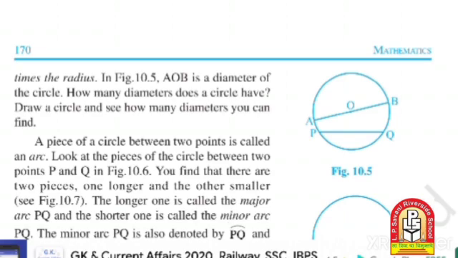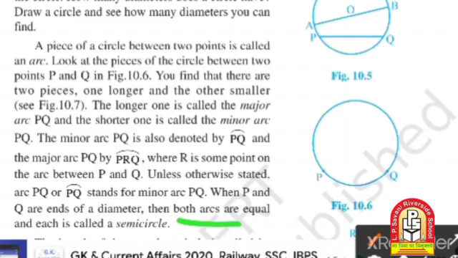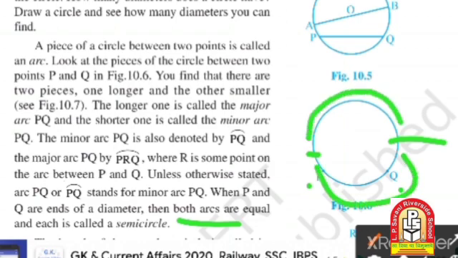And then we have to know about the circles. First of all, what is a circle and what is a semicircle? If P and Q are the ends of a diameter, then both arcs are equal and each is called a semicircle. Here you can see P and Q. If we cut the circle into two parts, then each arc has the same length. Arcs of the same length are known as semicircles.